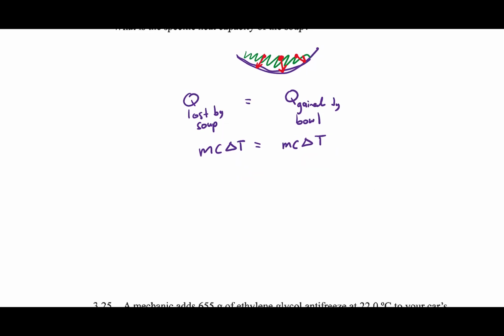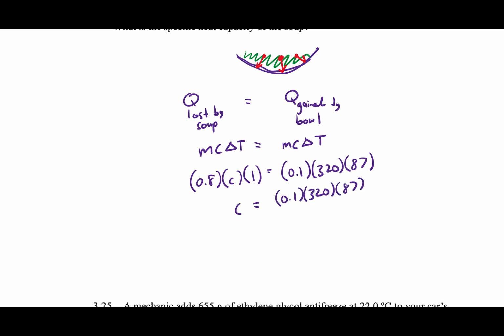So from here, I'm just going to put in the numbers. I should get 0.8. C is what I'm trying to figure out. The change in temperature for the soup is 1 degree because it's gone from 98 to 97. And on this side, I've got my 0.1, my 320, and my 87. Okay, and then I rearrange that to get C by itself, and I end up with something that looks like this over 0.8. And you should get 3,480 joules per kilogram Kelvin.